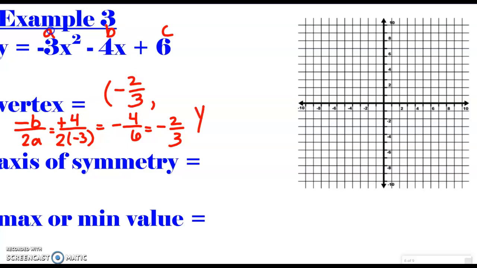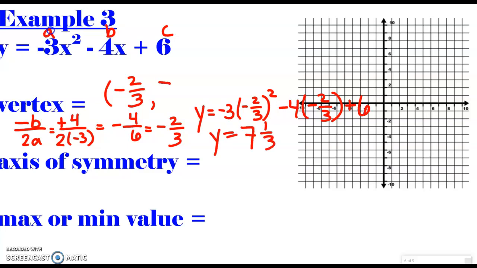Find y, we plug it in. So we go y equals negative 3 times negative 2/3 squared minus 4 times negative 2/3 plus 6. I'm using my calculator on that one, folks. Typing it in, I find out that I get 7 1/3. So negative 2/3, 7 1/3. I'm going to do my best here on this graph, about like right there-ish.